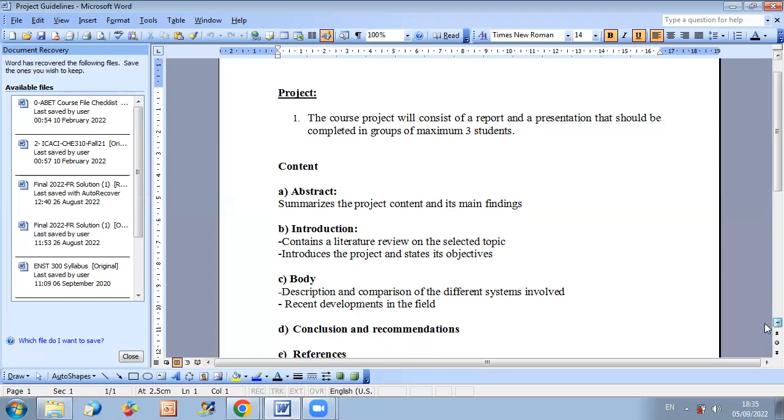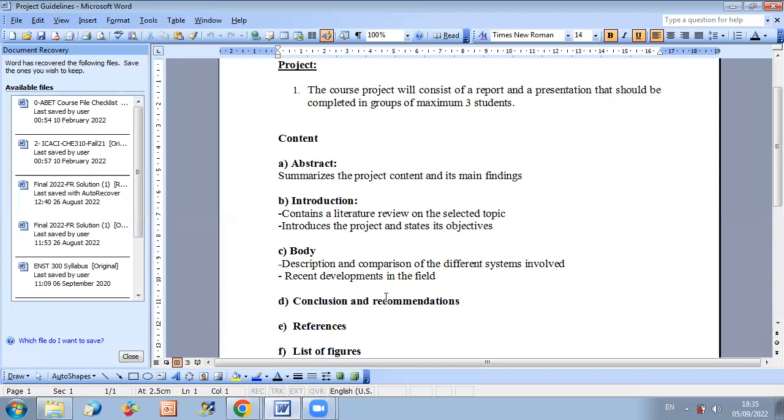Of course, this is a proposition for how to decompose your work. You can play a little bit with it. You can have a lot of subsections, but overall, this is the outline that I am expecting. In the body, you can divide the body into several categories. You can describe and compare the different systems involved in your project. You can look at recent development in the field, and this will allow you to move to the next section of conclusion and recommendations. And of course, your report should include references.